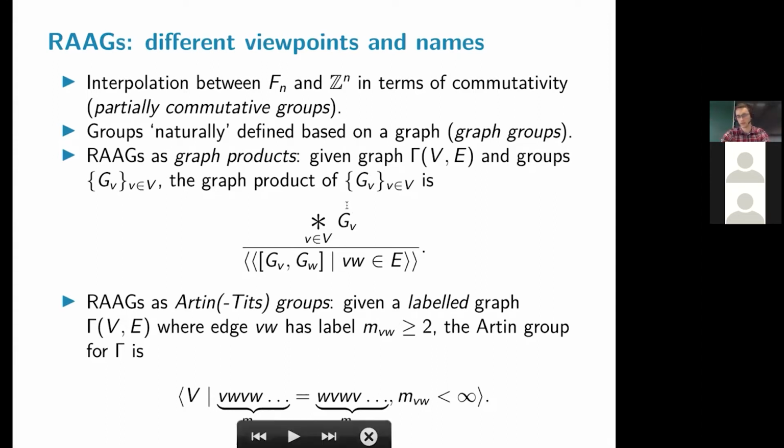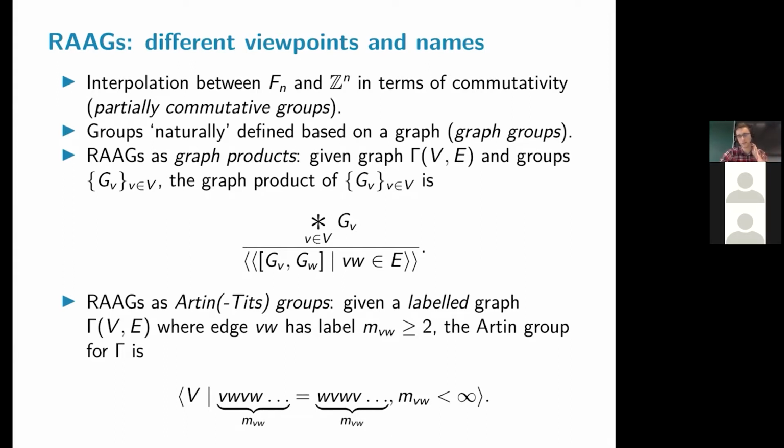if and only if the corresponding vertices are connected by an edge. So if you take then for each group G_V a rank 1 free abelian group, so the infinite cyclic group, then you will end up again with the definition of a right-angled Artin group. So RAAGs are graph products where each group on the vertex is an infinite cyclic group.